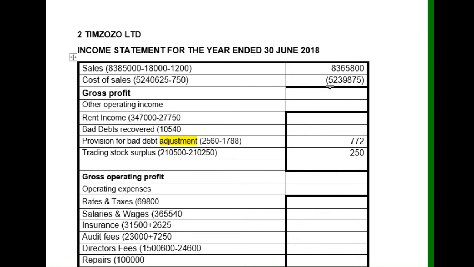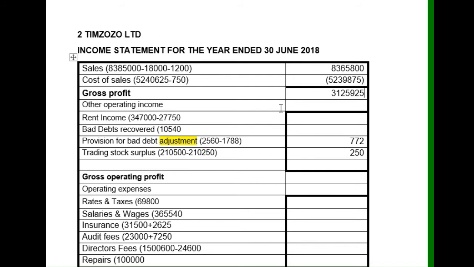Okay, if there's a line, it means I've now got to do a calculation for the items above. So I must take the 8365,800 minus 523,9875, and that answer I will put in below the line. It's 3125,925, and that is my gross profit.